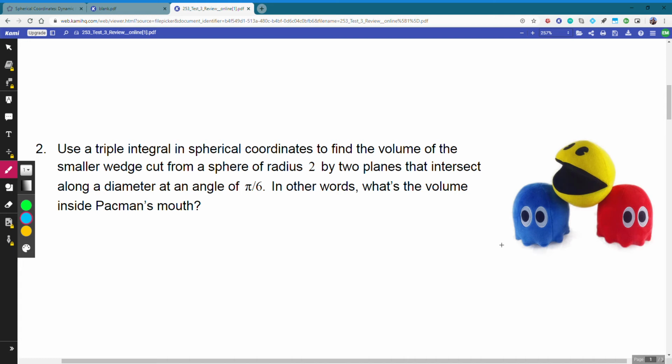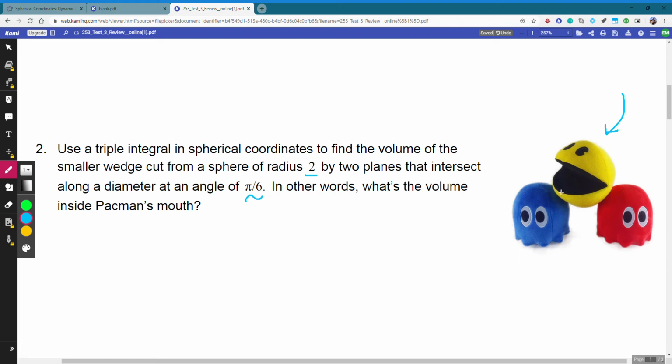So here we have an interesting question about Pacman. What we want to find, using a triple integral in spherical coordinates, is the volume inside his mouth. We're told that Pacman is a sphere of radius 2 and that his mouth angle here is pi over 6. And I think there are two natural ways to try and set up this triple integral.